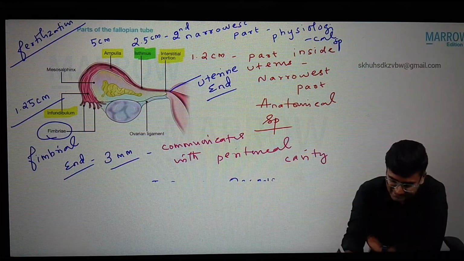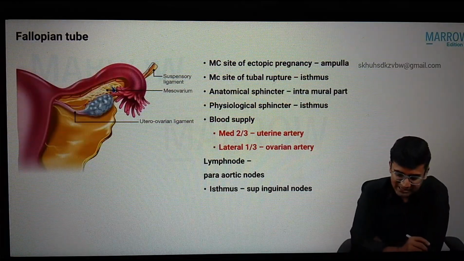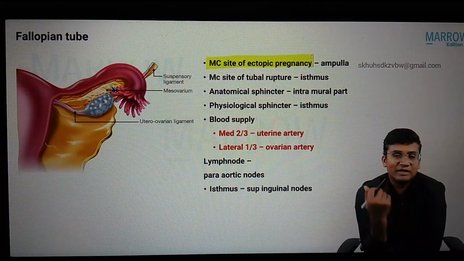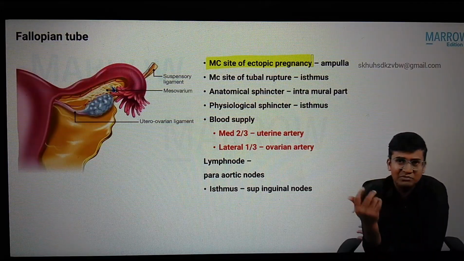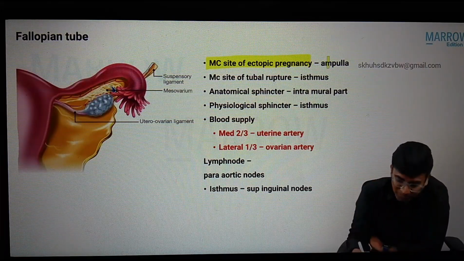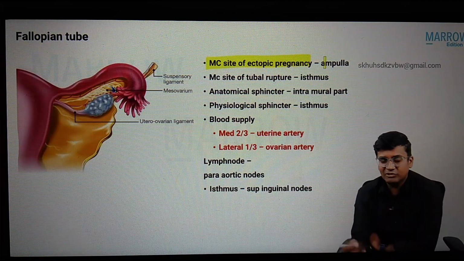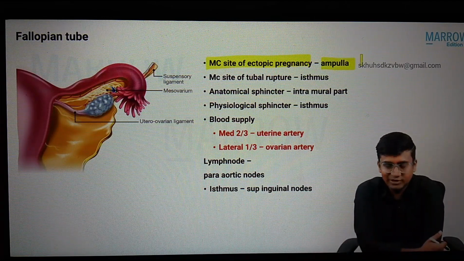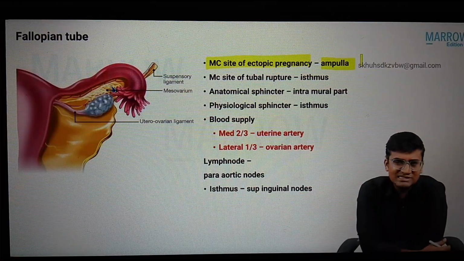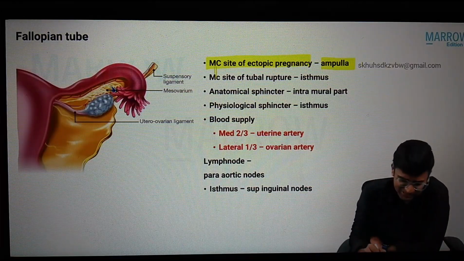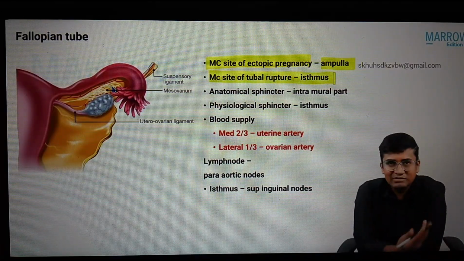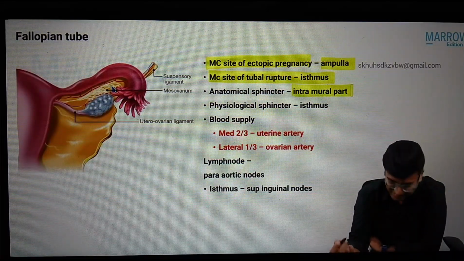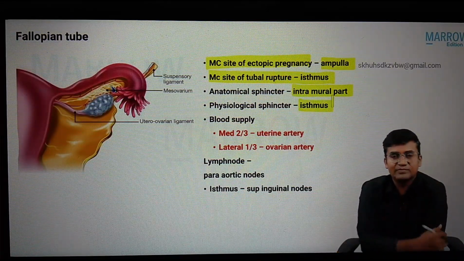Okay, right. So now some more points. What is the most common site of ectopic pregnancy? Tubal ectopic pregnancy is most commonly seen in which part of the fallopian tube? Very good. The ampulla of the fallopian tube. The most common site of tubal rupture is the isthmus. Anatomical sphincter, I told you, is the interstitial part. Physiological sphincter, the isthmus. Very good.